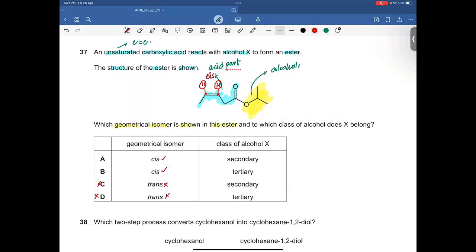Now, the class of alcohol X. If I break the bond from here, obviously I'll get the alcohol. Alcohol is basically like this. This must be the alcohol, and this is propan-2-ol.